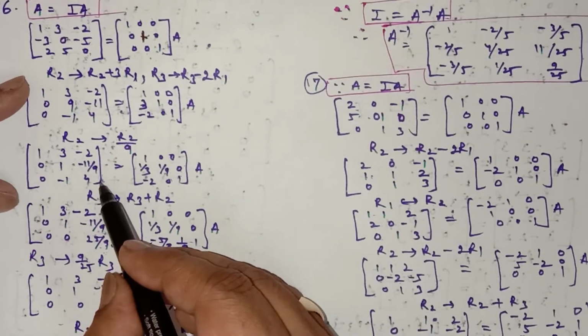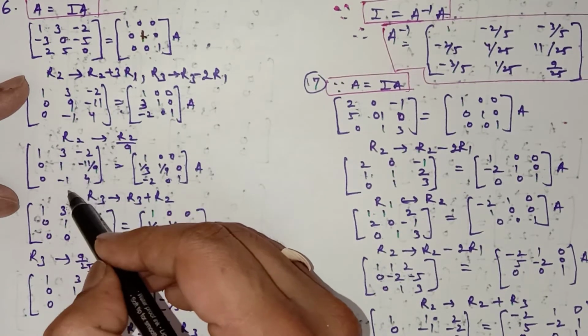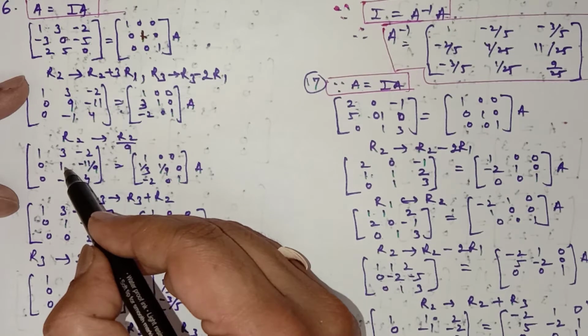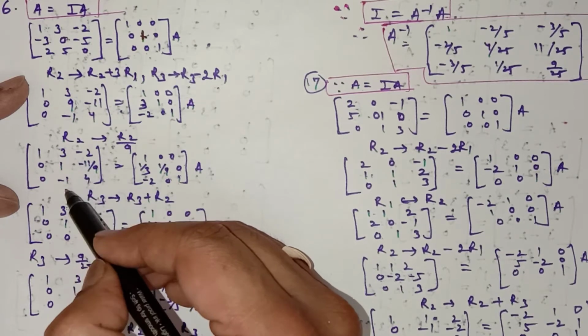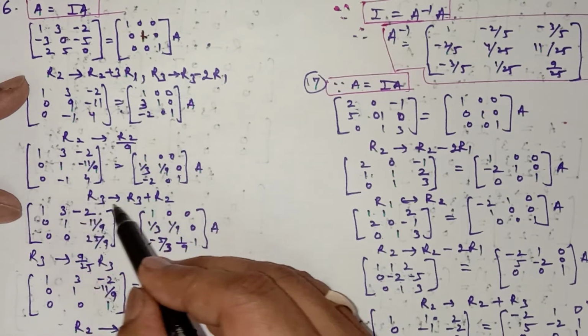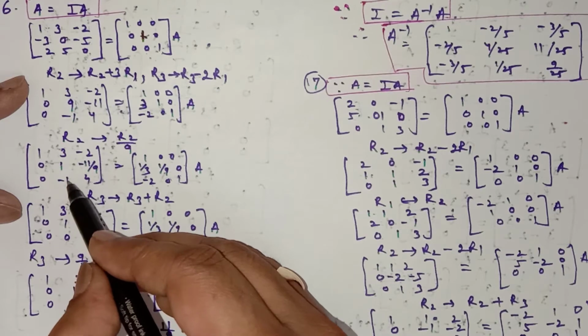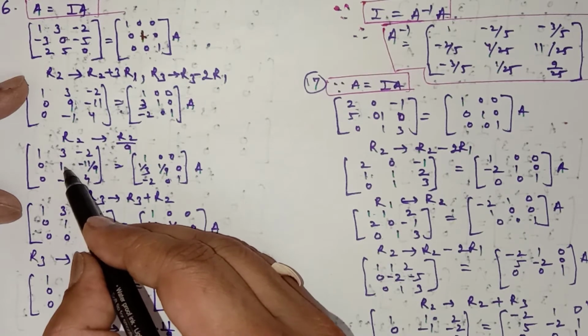This is the step. Now I made it here as 1 because I have to convert these two elements as 0. That is why I converted this element as 1, because we'll get 0 at these two places by simply adding and subtracting to any row and column. So I am making this element 0. So how to make this element 0? R3 is equal to R3 plus R2.